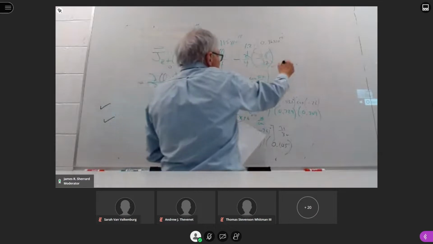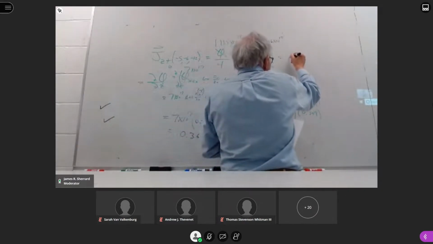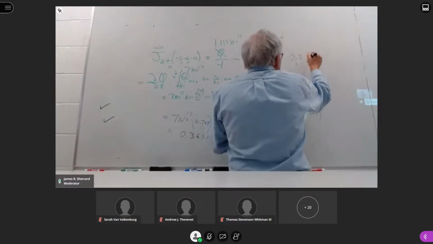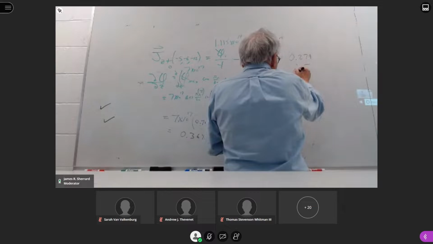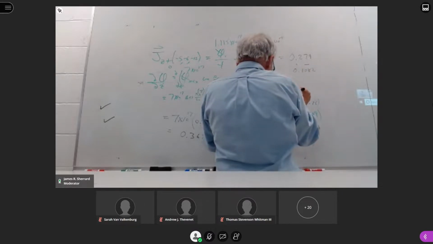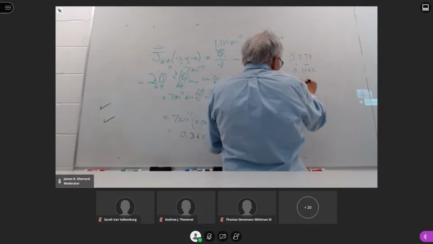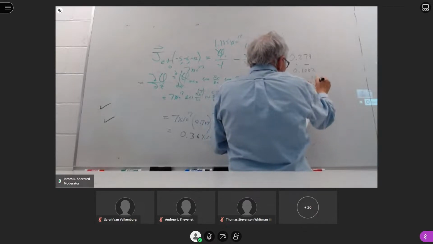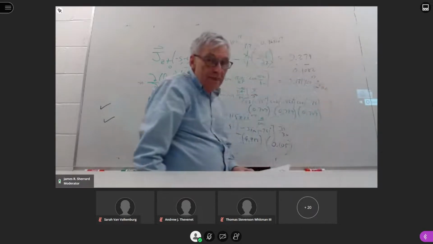And then when I do this algebra, I have this final value come out to be 0.279 minus 0.1082. So my final answer was 0.171 times 10 to the 17th neutrons per square centimeter per second.